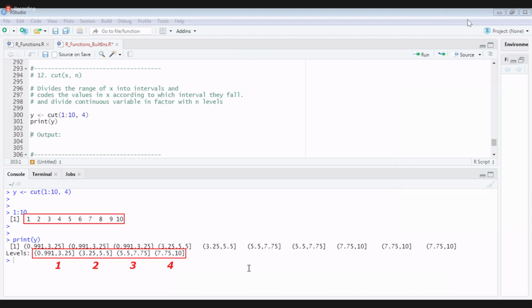So, this 1 falls in the first interval. So, 1 has been replaced with this. Even 2 also falls in this interval, so 2 is also replaced with this. 3 also falls because it is up to 3.5. Next we have 4. 4 falls in our second interval. So this is our 4, this is our 5. Okay, this is the thing.